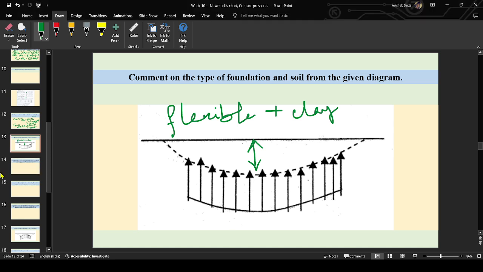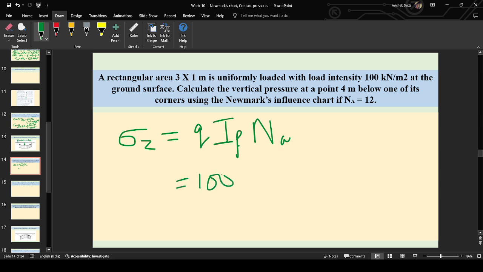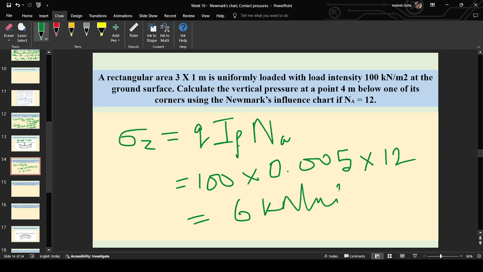So the next question, rectangular area. We haven't solved this question anyway. These questions are very easy, I'll just solve them because I did not get any variety of questions. It is again the same formula, Q into influence factor into NA. Value of Q is 100, influence factor is 0.005. We solve this by placing the transformed area over the Newmark chart and getting the number of load blocks, which is given as 12. If you solve this, you'll get 6 kilonewton per meter square.